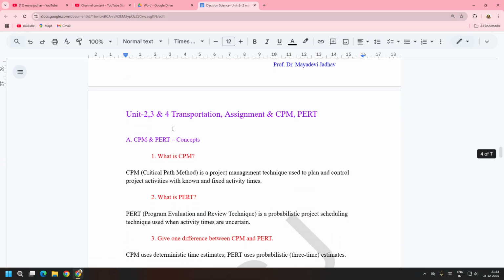Now we will move towards unit 4, that is CPM and PERT. Now what is this? We will see. What is CPM? CPM is critical path method. It's a project management technique used to plan and control project activities with known and fixed activity times. What is PERT? PERT means program evaluation and review technique. It is a probabilistic project scheduling technique used when activity times are uncertain.